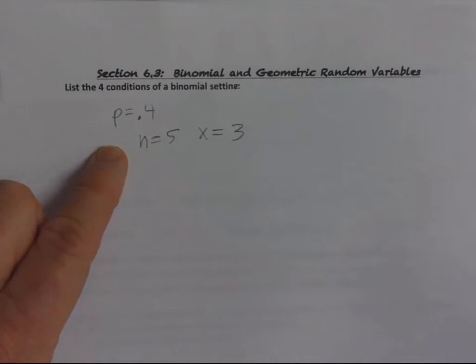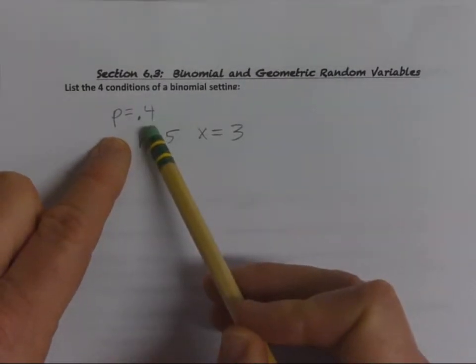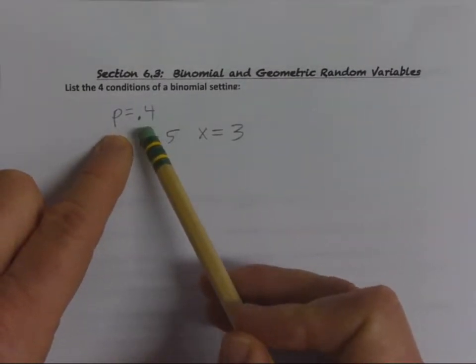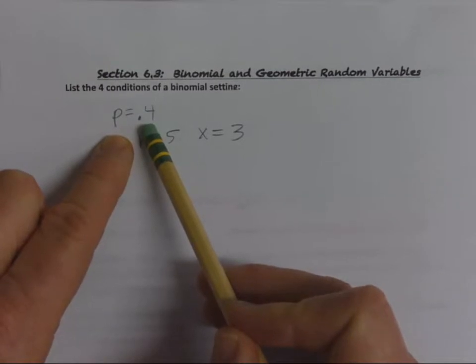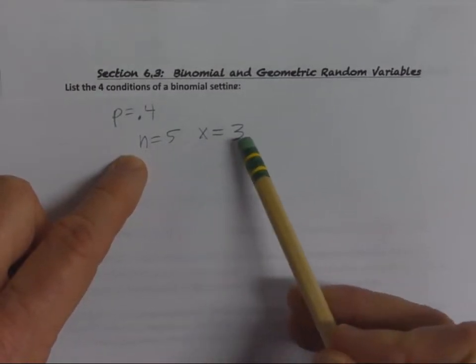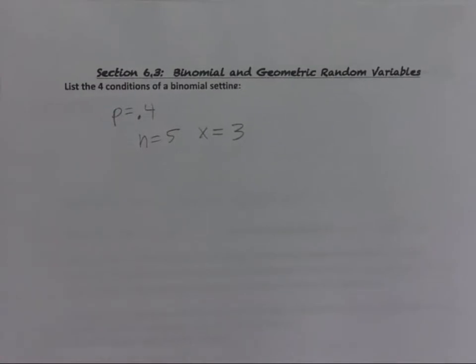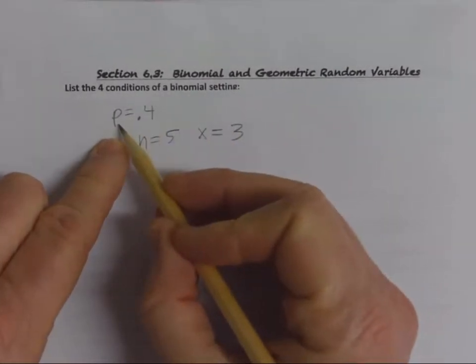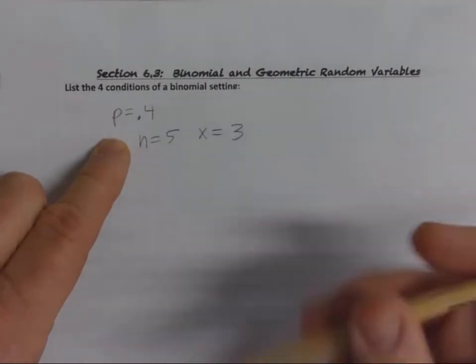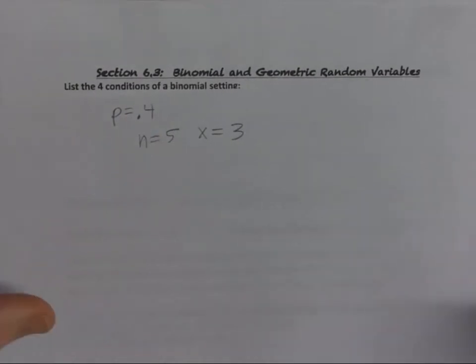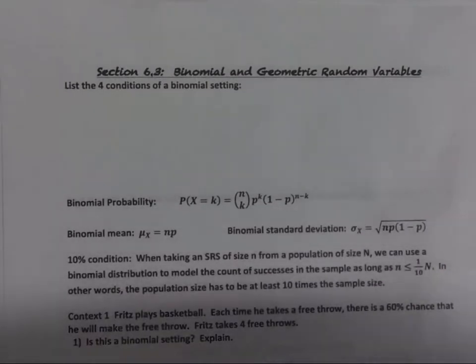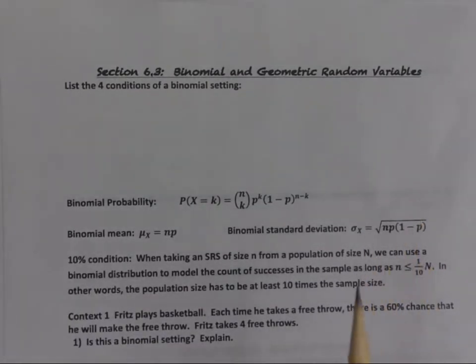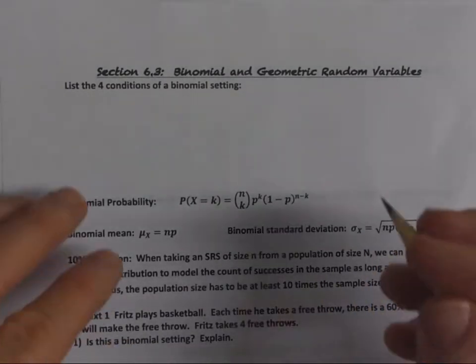Or if 40% of people in a town are against some amendment that they're voting on, you randomly select 5 people. What's the probability that 3 of them are going to be against the amendment? That sort of thing. You're always looking for your P and your N and your X, and the P has to stay the same the whole time. Hopefully we can do some examples here, and it'll be clear what's going on. But the first thing is properly identifying a binomial setting.